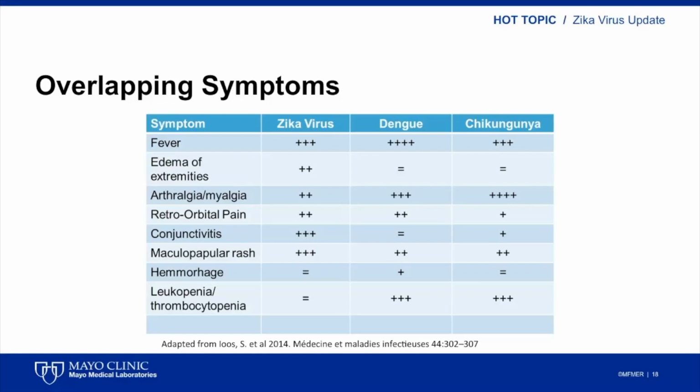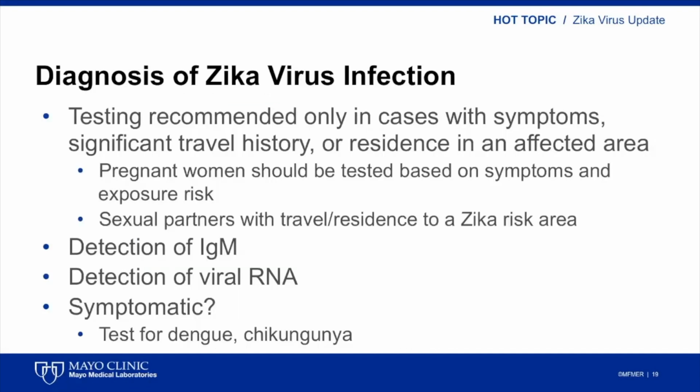Note that in Zika virus infection, when patients are symptomatic, characteristics such as edema of extremities, conjunctivitis, a maculopapular rash, and the absence of hemorrhage, leukopenia, and thrombocytopenia may assist in determining a diagnosis. Among these symptoms, rash and conjunctivitis is significantly more common among Zika-positive patients as compared to dengue or chikungunya. The definitive diagnosis of Zika virus infection can only be made on the basis of laboratory testing.